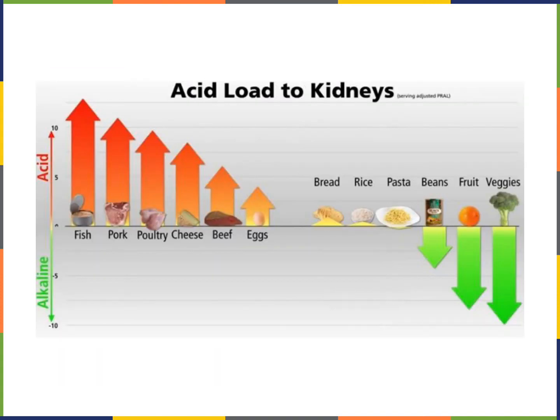All right, so let's see here. Acid load to kidneys. Wow. So when you eat these things, it adds, I guess, acid to the kidneys. And then here, it doesn't really. Bread, rice, beans, fruit, and veggies are more alkaline. Oh, that's interesting. And so this is a bar graph, but going in the positive and negative direction.